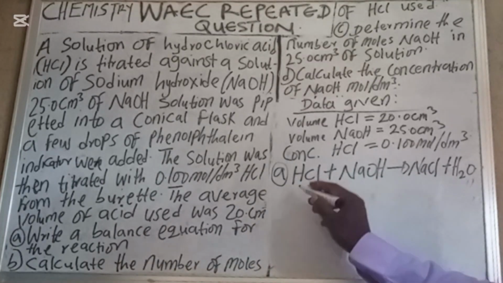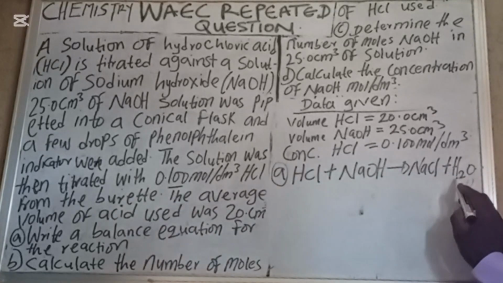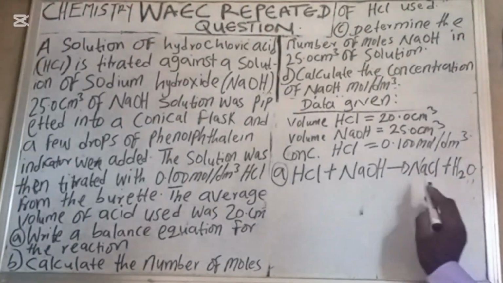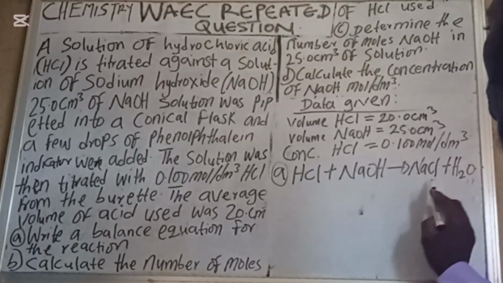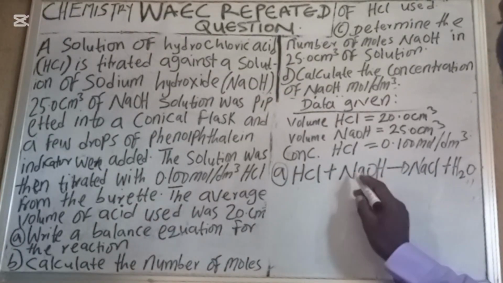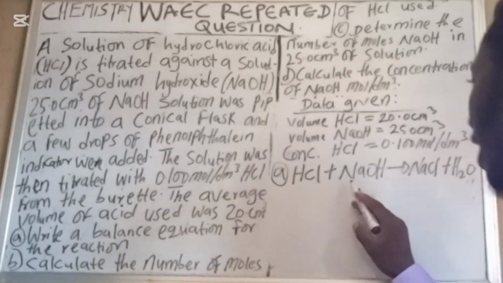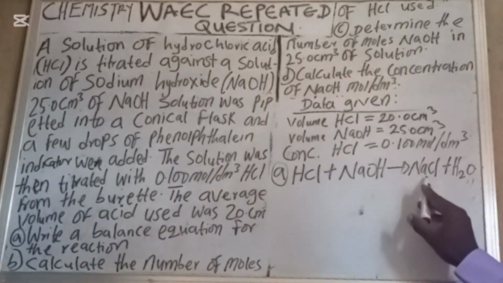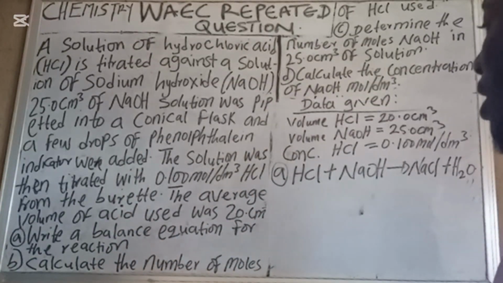Let's count how many hydrogen are on the reactant side. We have 1, 2. On the product side we have 2. It means hydrogen is balanced. Chlorine here is 1, chlorine here is 1, that is correct, so chlorine is balanced. The next is sodium. Sodium on the reactant side is 1 and on the product side is 1. It means our answer A, the equation of reaction, is balanced.